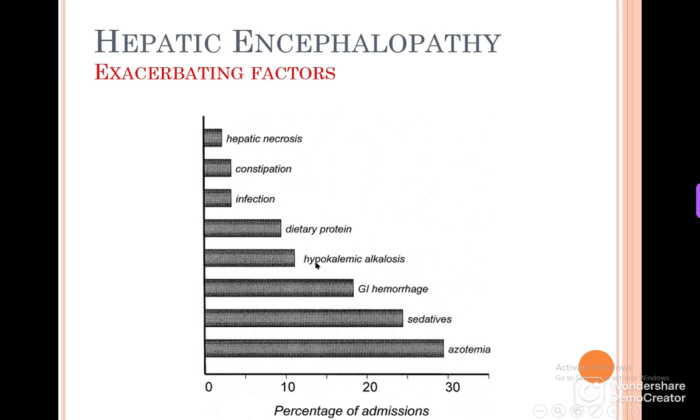Hypokalemic alkalosis is again the bad marker for the encephalopathy. GI hemorrhage, again the blood will definitely dissolve in it, and the result will again be nitrogenous substances. Sedatives will make it worse. The brain is already depressed, and you are adding further depression of the functions. Azotemia is the most important thing. It is related with encephalopathy.